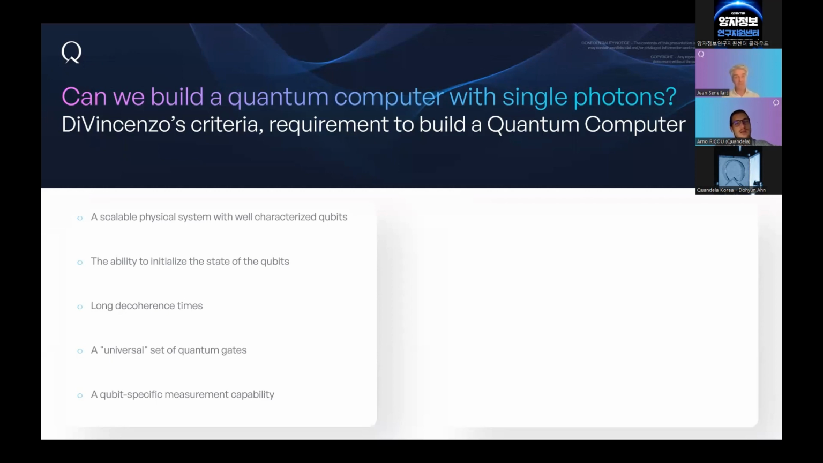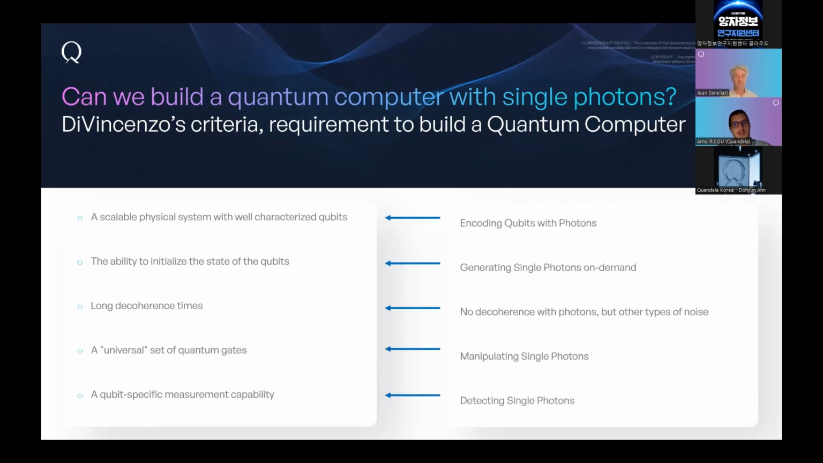Then we need a long decoherence time. The decoherence time is the time for which the quantum system keeps its quantum state intact, remaining as you wish the state to be. It's crucial to have a long coherence time so that we have enough time to do operations on it. Then, in order to have a quantum computer, or I should say a quantum processing unit, one needs a universal set of quantum gates. And then one needs a qubit-specific measurement capability.